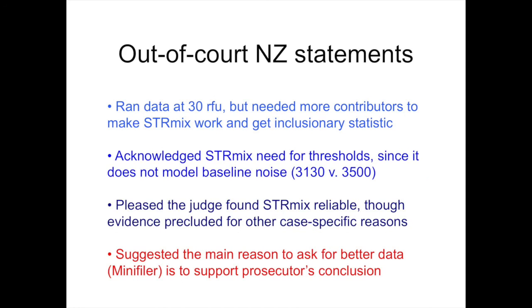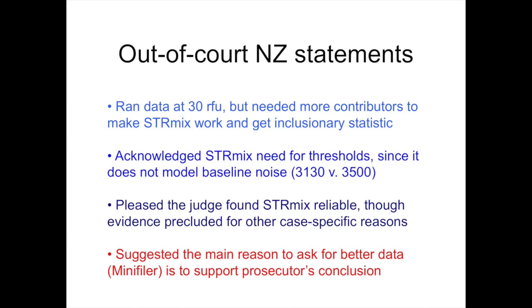There are some interesting out-of-court statements that the New Zealanders continued to make while the trial progressed after STRmix was thrown out. They did ultimately say that they ran STRmix on the fingernail data at 30 RFU, but in order to do it, they had to assume more contributors and do more with drop-in in order to get an inclusionary match statistic. That is, the question of running the way you ran it in December and January with 30 RFU and more data, instead of at 50 RFU and less data, what did you get? Well, we know what they would have gotten, but they're not really talking about it.